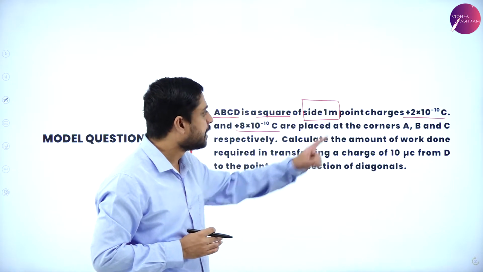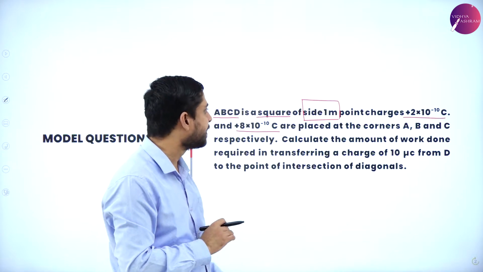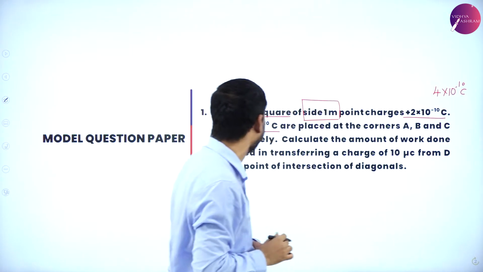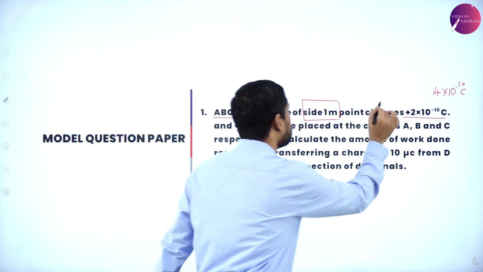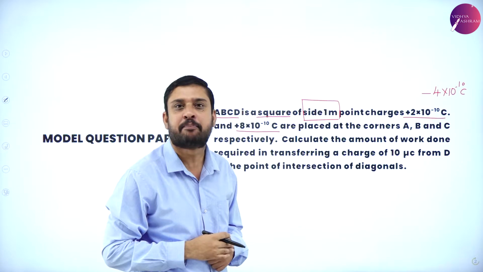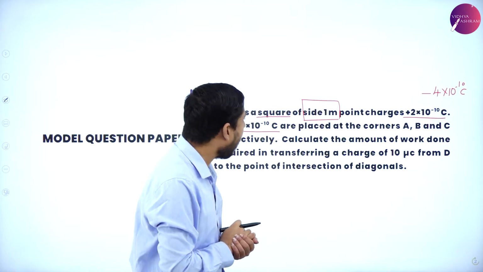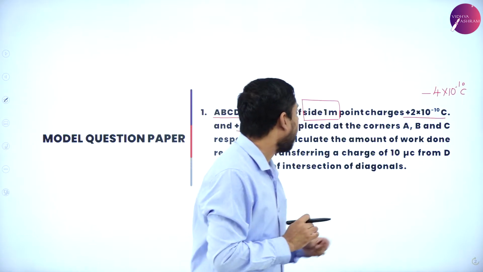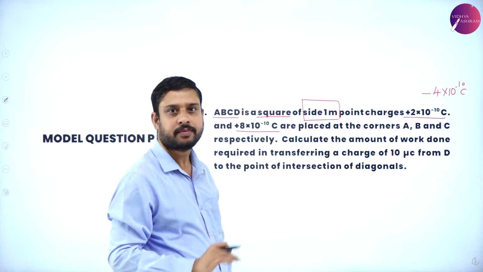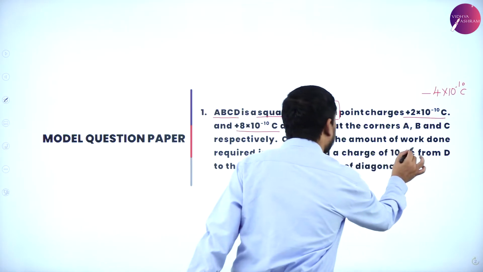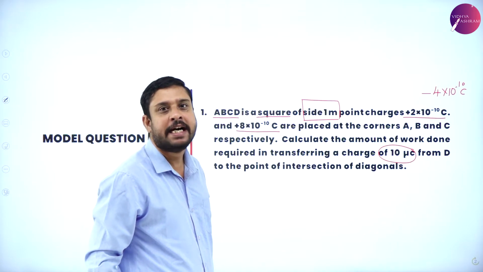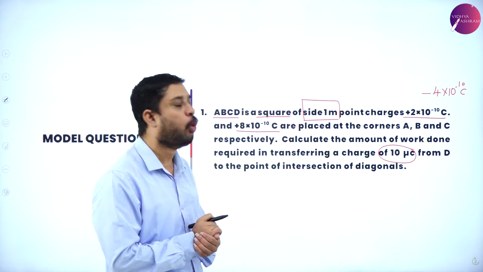So we have charges 2 into 10 power minus 10, minus 4 into 10 power minus 10 coulomb and plus 8 into 10 power minus 10 coulomb placed at the corners A, B and C. I have to calculate the amount of work done in transferring a charge of 10 microcoulomb from D to the point of intersection of the two diagonals.